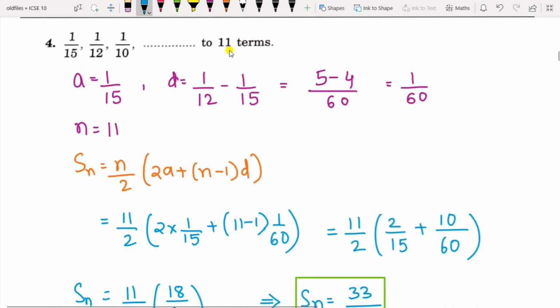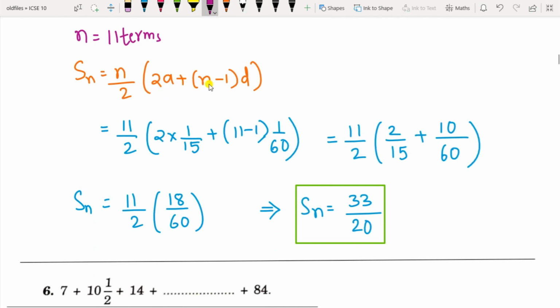Here also same thing: 1 by 15, 1 by 12, 1 by 10, up to 11 terms. You have to find the sum of that AP. So A is 1 by 15, D is 1 by 12 minus 1 by 15, which is 1 by 60, and N is 11 terms. You have to see whether the word terms has been written or not. So N equal to 11 terms. Therefore, in the Sn formula, we substitute the values: N as 11, A as 1 by 15 and D as 1 by 60. If you solve this, you get the sum total as 33 by 20.